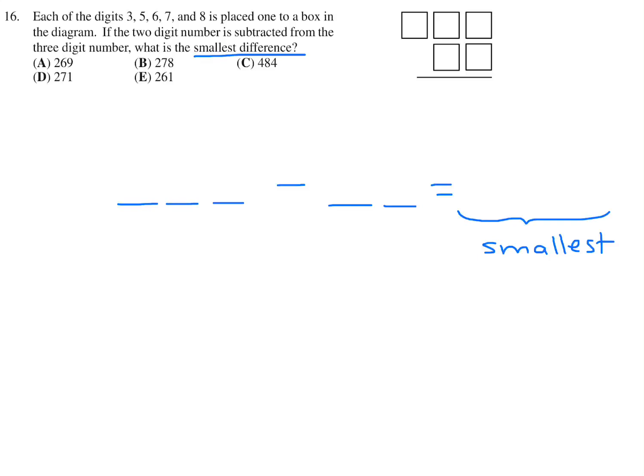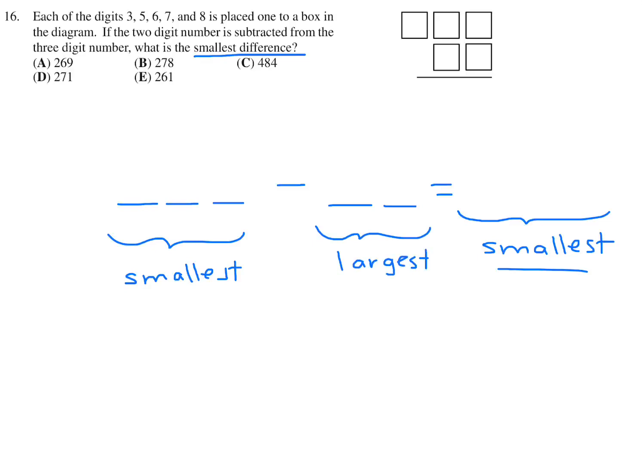Now, the way to approach this question is just look at this. If we want this to be the smallest, we have to start off with the smallest, right? This has to be the smallest possible 3-digit number. And then if this is the largest possible 2-digit number, then that will further help us make the result the smallest. So what's the smallest possible number that we can make with these digits that is a 3-digit number? 3, 5, and 6, I think. I think that would be the smallest.